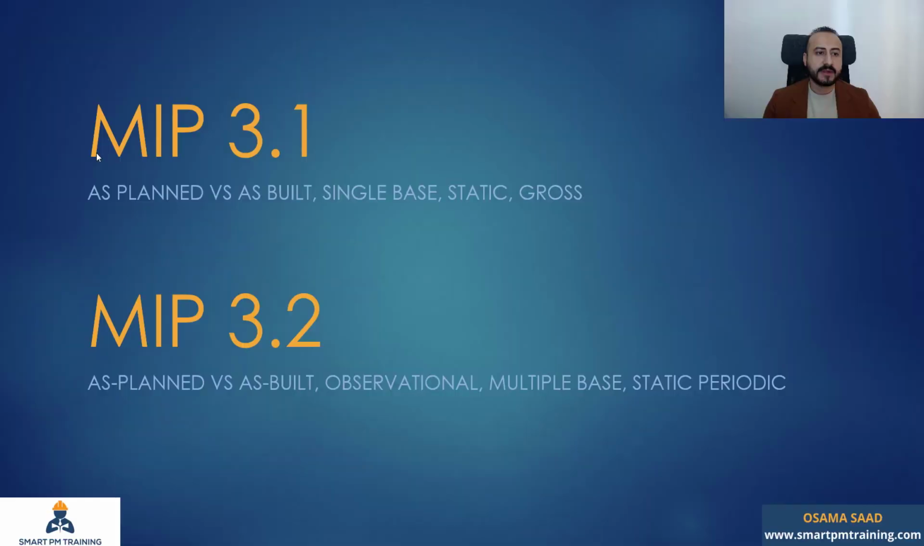In this tutorial, I want to talk about two delay analysis methods from the AACEI RP 29R-03 forensic schedule analysis. These methods are MIP, which is short for Method Implementation Protocol 3.1, the as planned versus as built single base static gross, and MIP 3.2, as planned versus as built observational multiple base static periodic.